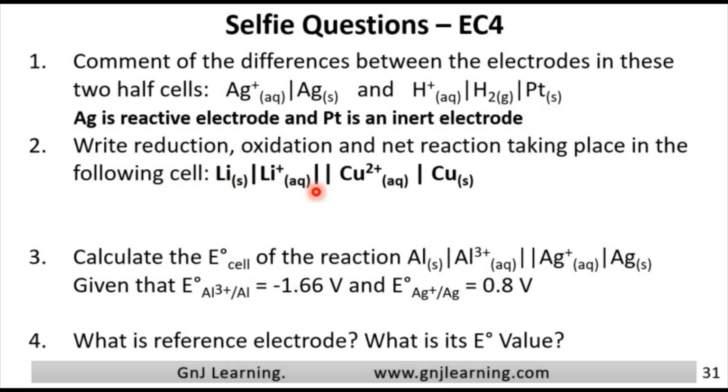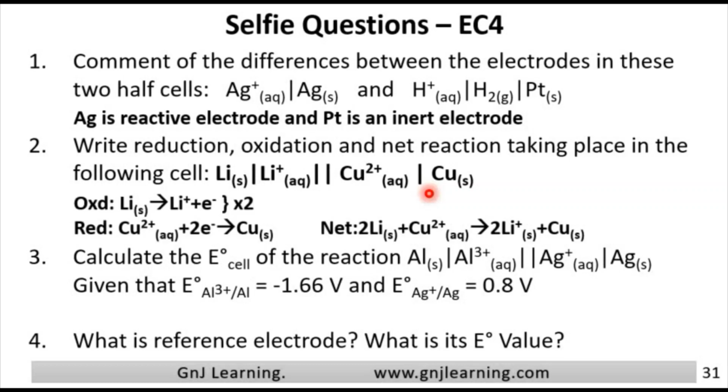Next is to write the reduction, oxidation and net reaction taking place in the following cell. The cell is given. First the anode part, that is lithium, then the cathode part, which is copper. So oxidation is taking place in the lithium electrode and reduction is taking place in copper. Then we have to write the net reaction. Lithium is oxidized to Li plus plus an electron, whereas copper is reduced by accepting 2 electrons to Cu. Since there are 2 electrons, I have to equate this equation to 2 electrons, so multiplying with 2. Then the net reaction is 2Li plus Cu2 plus giving 2Li plus plus Cu.